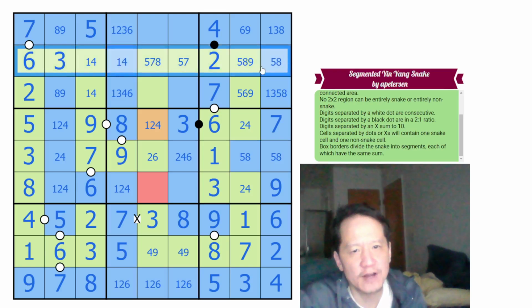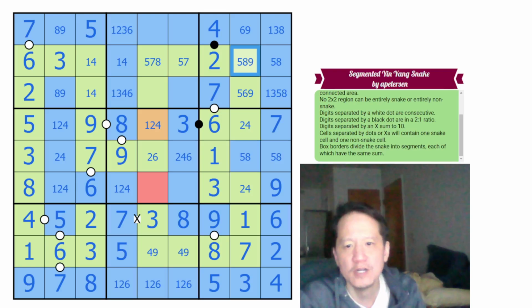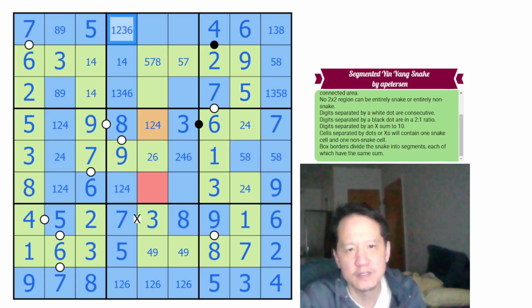Anyways, we have a 5, 7, 8 triplet now in row 2, which eliminates 5, 7, and 8 from the rest of the row. Therefore, this can't be 5 or 8, so this must be 9, which makes this a 5. This has to be 6. This can't be 6 anymore. This can't be 5, so this is 8, which makes that a 5.